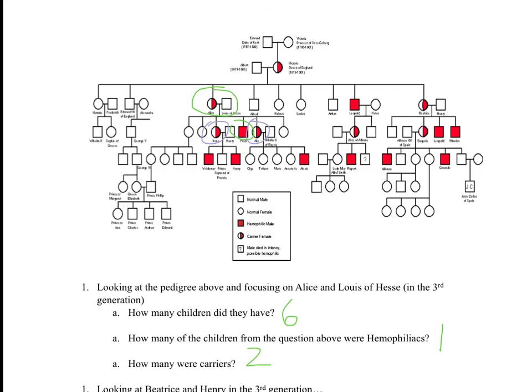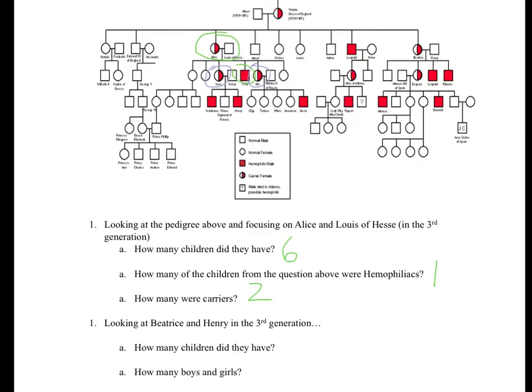Okay, moving on. It says, looking at Beatrice and Henry in the third generation. The generations are a little harder to tell in this pedigree, but we see Beatrice and Henry here. This is the third generation row, and the other two are above it, though they only have one couple in each of those generations on this pedigree. It says how many children did they have. So again, we count how many children, follow the down lines from them. So I have 1, 2, 3, and 4. So the answer to that one would be 4.